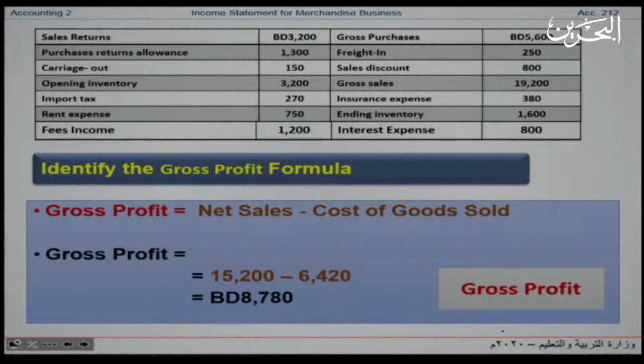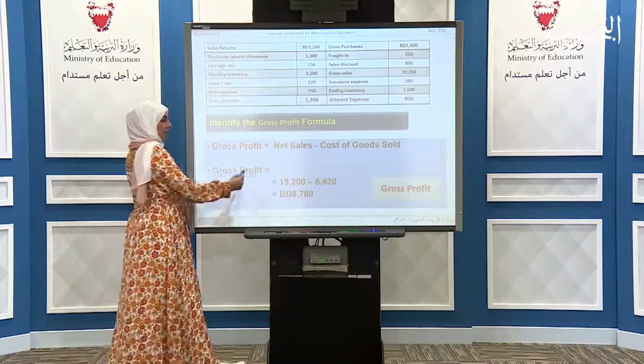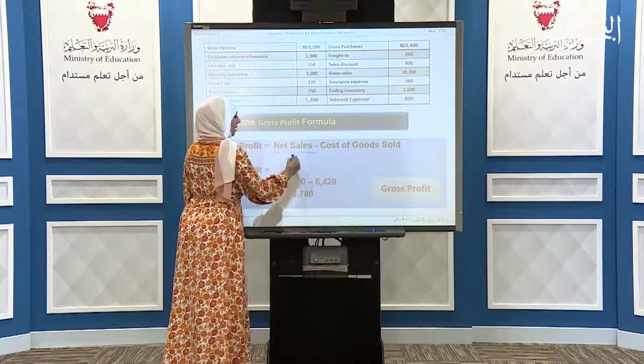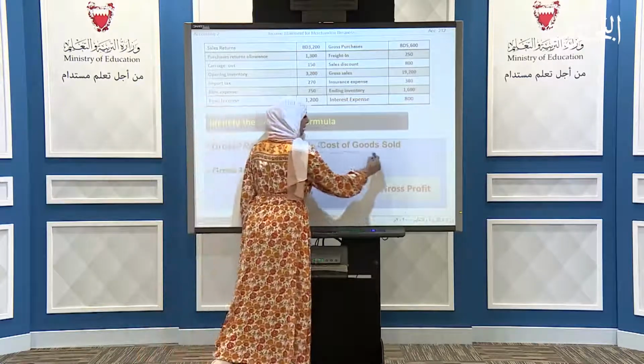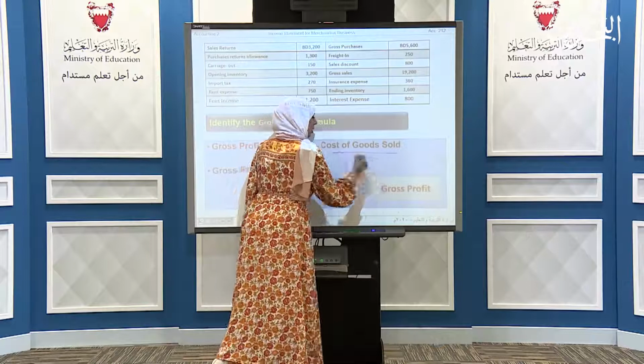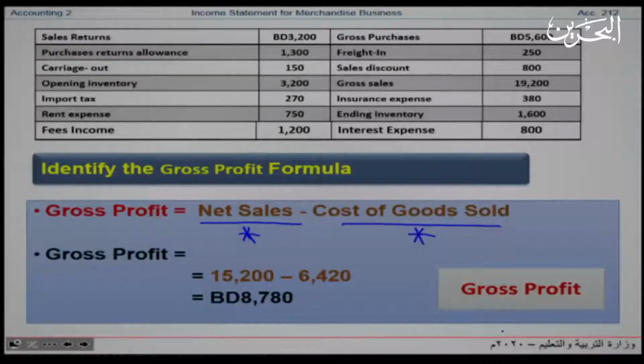Then I will move to find the gross profit for Abdullah Company. So how can I get the gross profit? I should take the net sales, which I find at the beginning of our calculation, and subtract the cost of goods sold. Also, I found it before in the previous slides. So I will take the figure 15,200, and I will subtract from it the cost of goods sold, 6,420, and I will get the gross profit for the same company.